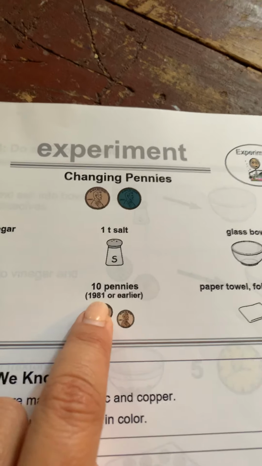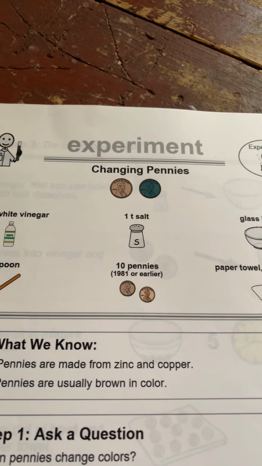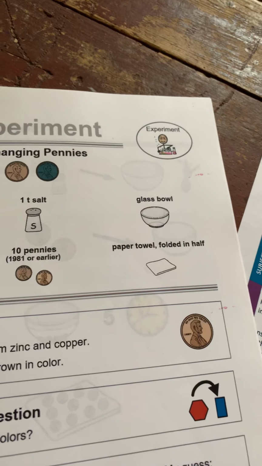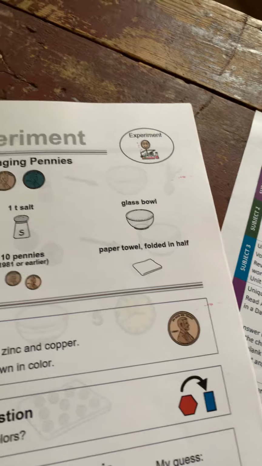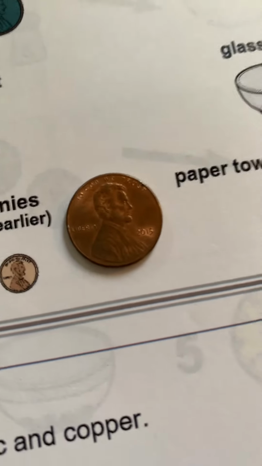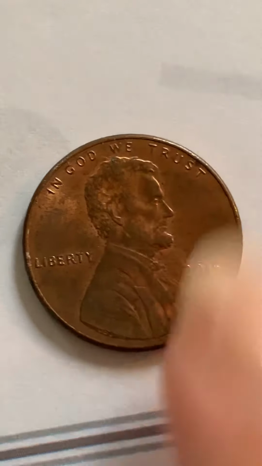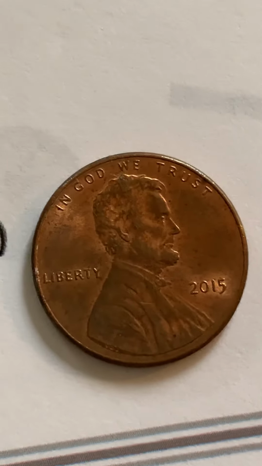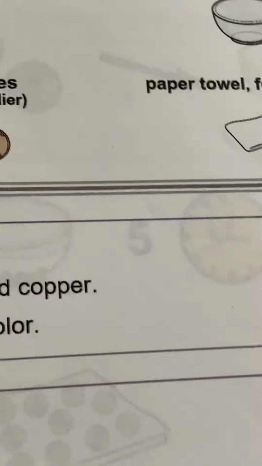And you're going to need to check the date on the pennies. It says they need to be 1981 or earlier. So you're going to have to look at the pennies, and on a penny, you're going to look at the year that the penny was made. So you might have to really go through some pennies. So let's see. I've got this one. This one was made in 2015. So I'm going to look through all my pennies. I have a big penny jar, and I'm going to look through it and see if I can find 10 pennies that were earlier than 1981. So I imagine the material that they used to make pennies was different then.